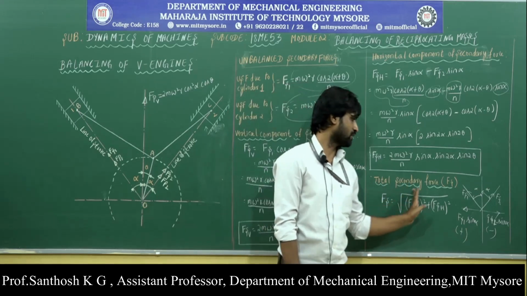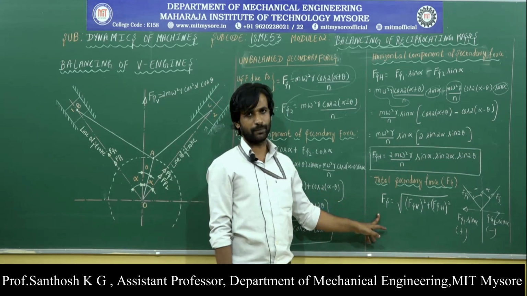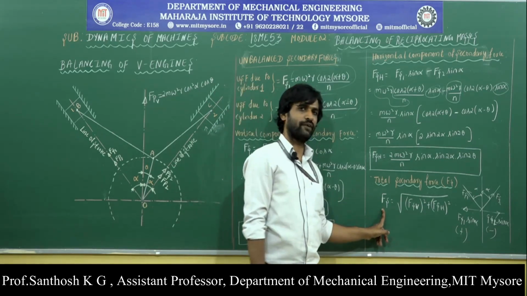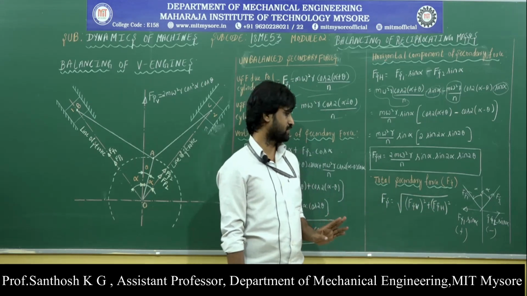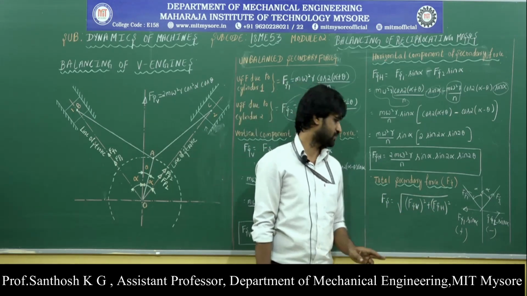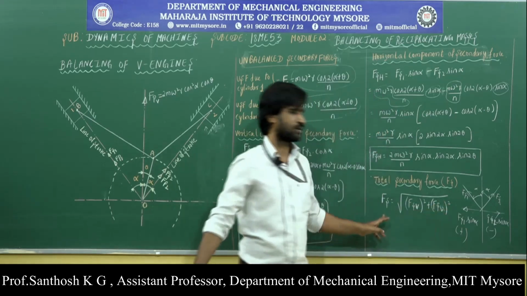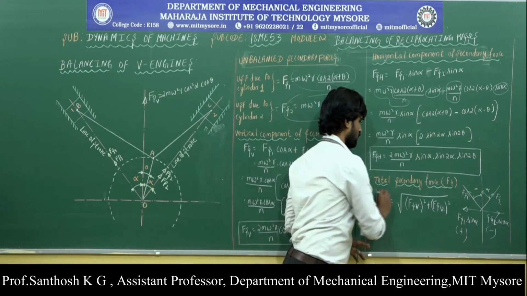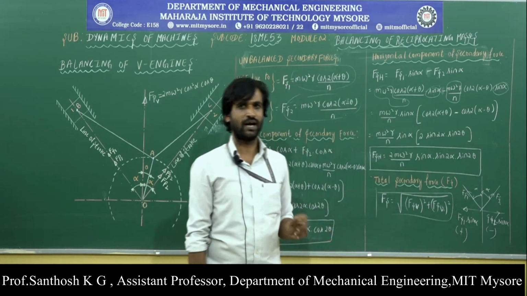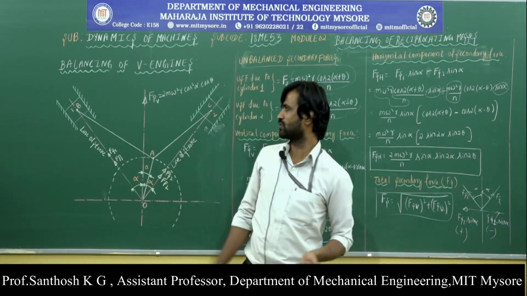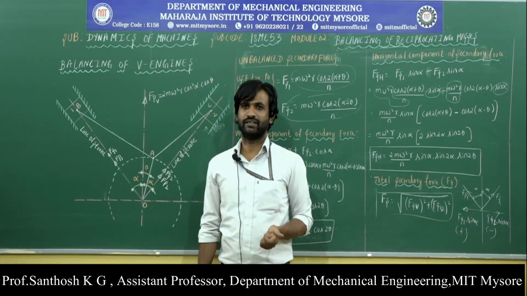Now in order to get the total secondary force, I can make use of the Pythagoras theorem, and it will be Fs equals the square root of Fsh square plus Fsv whole square. So this is how we can find the unbalanced primary forces and unbalanced secondary forces that are acting in the case of a V engine.